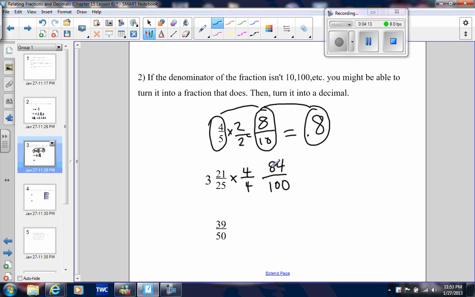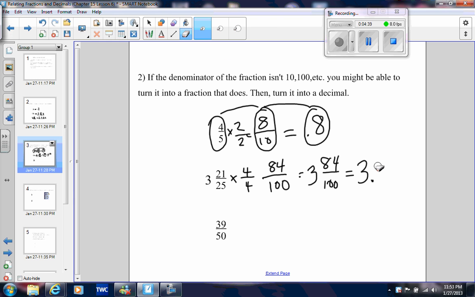All right, so now I've got 3, my whole number, and 84 hundredths as a whole number and decimal combination. That's 3 and that's the decimal point, 84 hundredths. Write that down low right next to there. Okay, so 3 and 84 hundredths. Hundredths because I have exactly 2 decimal places. 1 decimal place would give me tenths. 2 decimal places gives me hundredths.